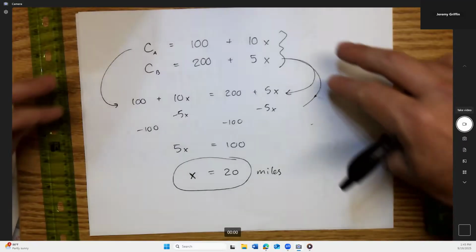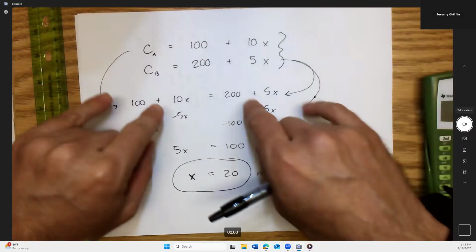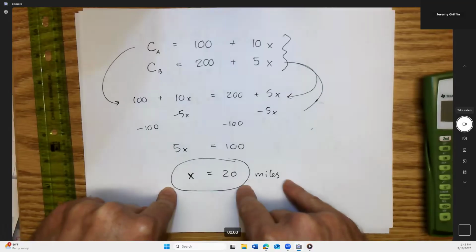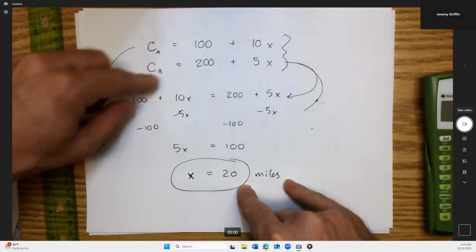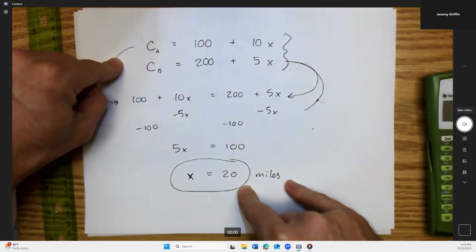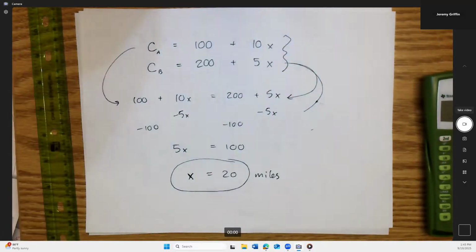Okay, so guys, here's the system. I want the cost to be the same, so I can set these parts equal. Algebra, algebra, algebra. I'm getting x equals 20 miles out of that. By the way, if you plug in 20 miles here, 10 times 20 is 200, that'd be $300, wouldn't it? So the corresponding equal cost would happen to be $300.